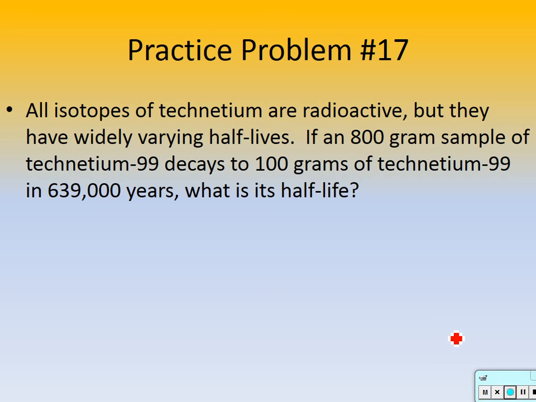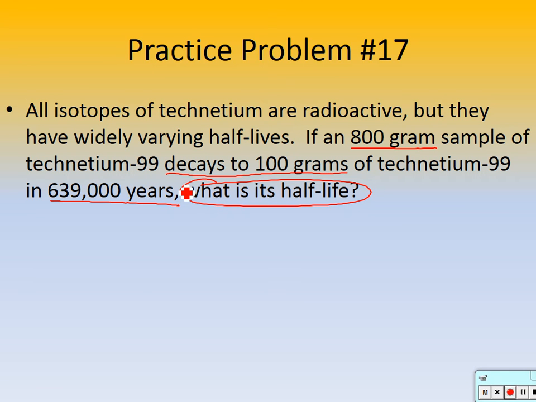Okay, a couple of things as we read this. I always like to underline the information that they give us. We're starting with 800 grams, and we're decaying to what? 100 grams. So let's underline that. And it said this whole process, going from 800 to 100, took how long? 639,000 years. And what we're supposed to solve for is how long one half-life would be.